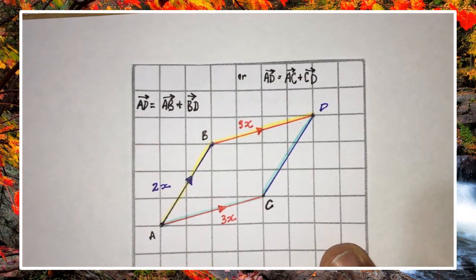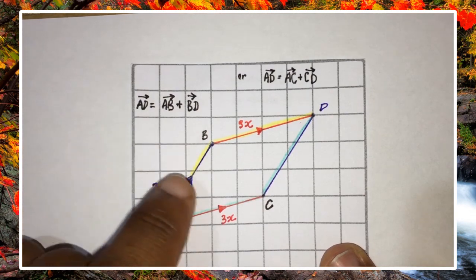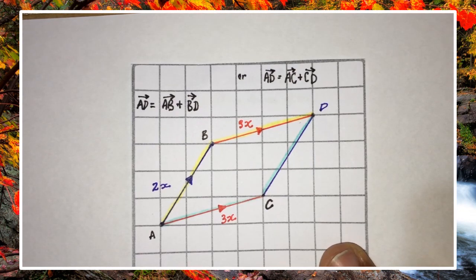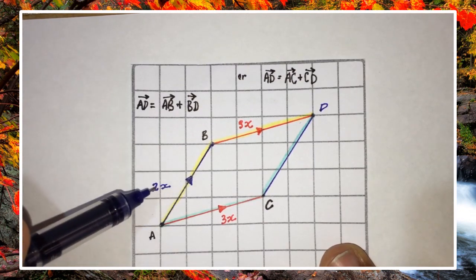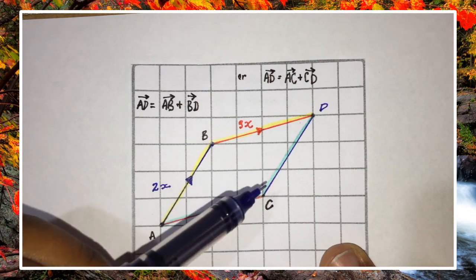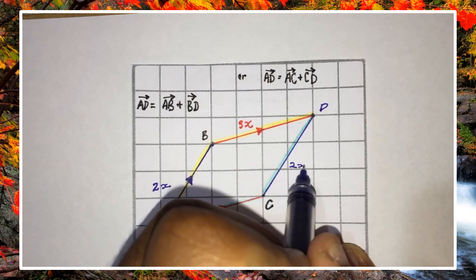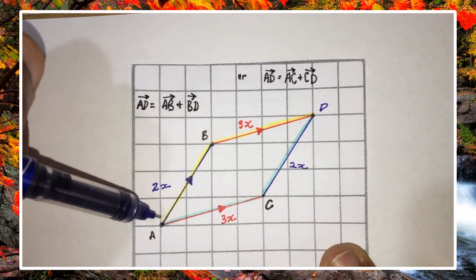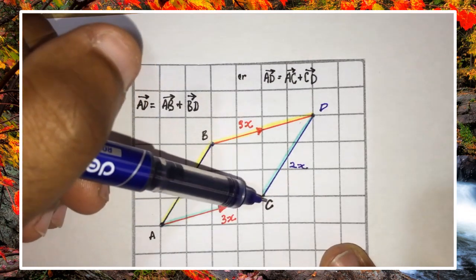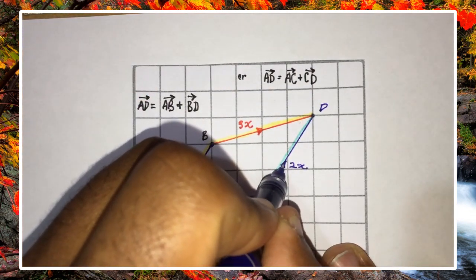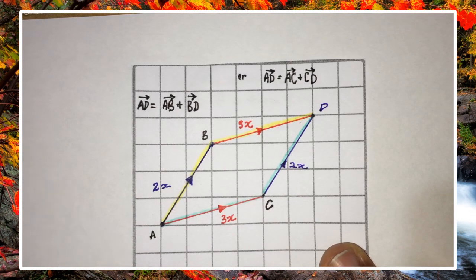Let's look at this side now. Do you see the parallel side to AB? It's CD. Good. So if A to B was 2x, then the opposite side should be parallel and equal, so this should be 2x as well. And if AB was going up, then CD should also go up. Now that we've filled in the blanks, things look a little easier for us.